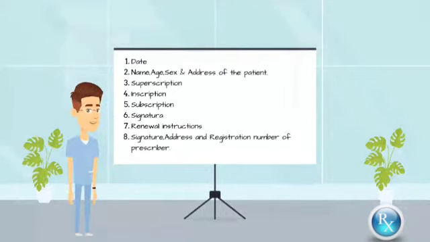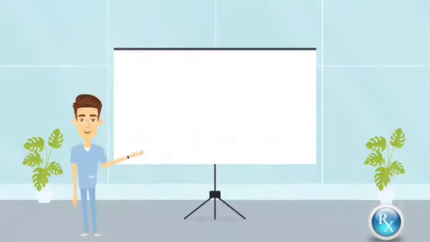First we'll see what all a prescription contains. It has date, followed by patient details. Next is superscription followed by inscription. This part is considered to be the main part of the prescription. And next is subscription. This part contains directions of the prescriber to the pharmacist. Next followed by signature. This part contains instruction from prescriber to the patient. And followed by renewal instructions and details of the prescriber. Now let's see briefly about the parts of prescription.